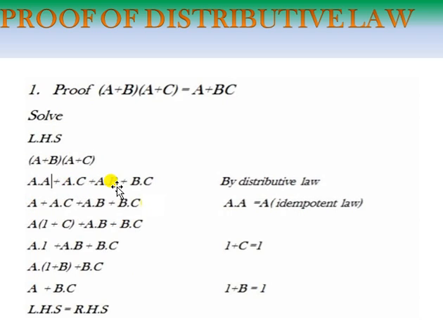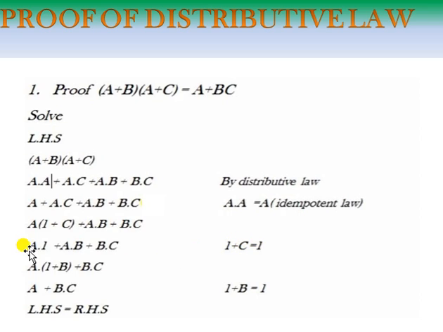So we have A plus A dot C plus A dot B plus BC. Now we take A as common from this variable and this variable: A(1 plus C) plus A dot B plus B dot C. As we know, 1 plus C is equal to 1. See how? If C is 0, 1 plus 0 equals 1. If C is 1, 1 plus 1 equals 1.